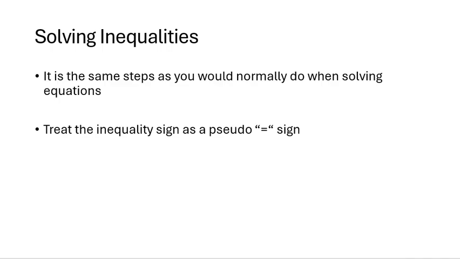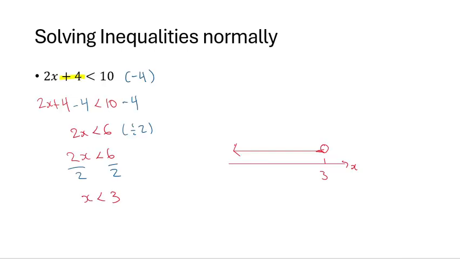All right, solving inequalities. So same steps you would normally do when you solve regular equations. Now, you treat the inequality sign as a pseudo equal sign, okay? So just pretend it's an equal sign, but it's not actually an equal sign, okay? So solving inequalities normally, if you just look here, my steps are pretty much the same like normal. And you actually might get asked to draw a graph after solving for the inequality as well.